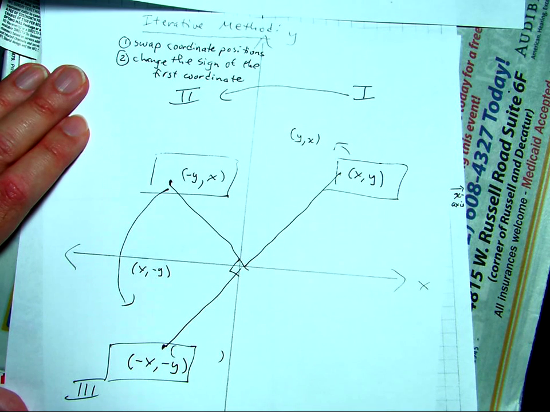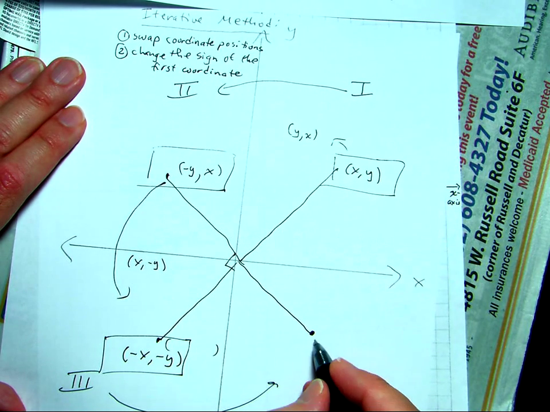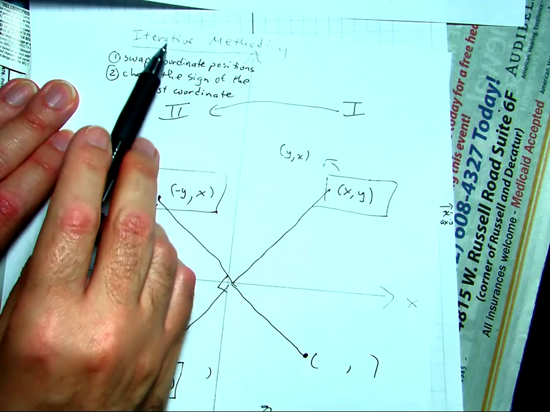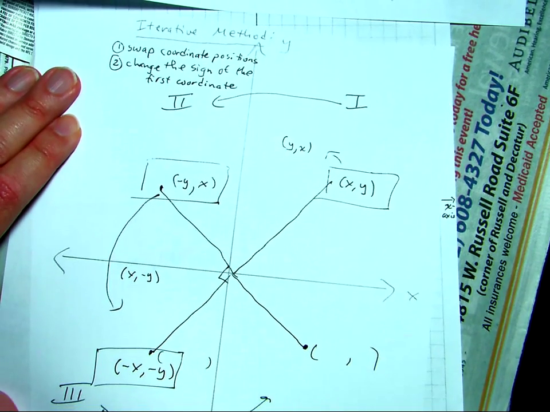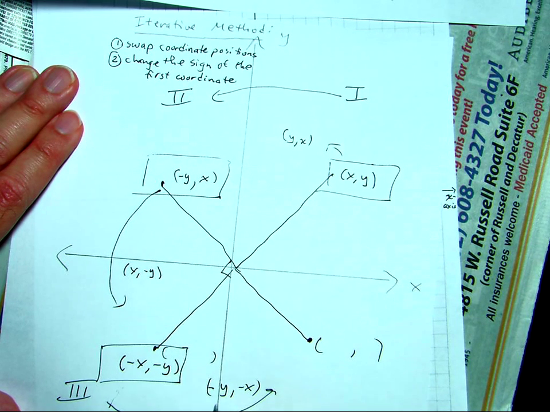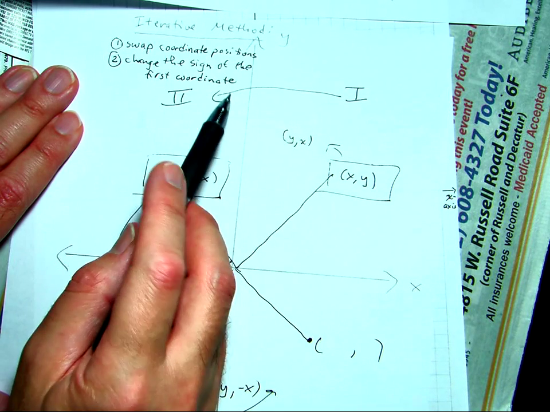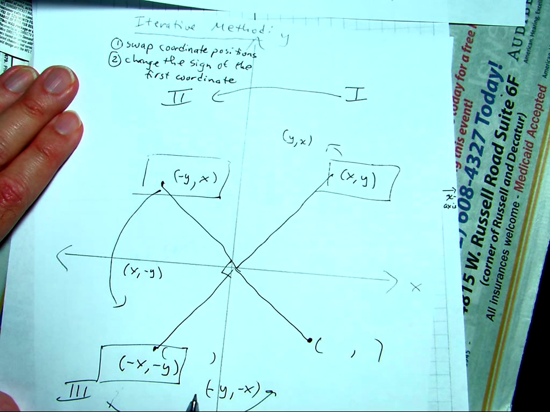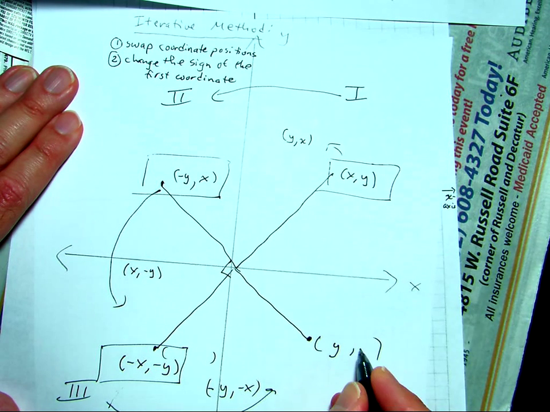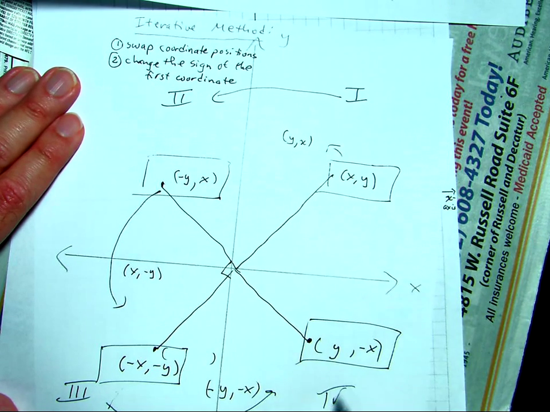And finally, to go to the fourth quadrant and to find out what the points are over here, we've got to again apply our iterative method once more to the result in the third quadrant. So we take this result in the third quadrant and we swap coordinate positions. That gives us negative y comma negative x, but that's not the answer yet, because then we go back to the second step. We have to change the sign of the first coordinate. So instead of it being a negative y, it's now a y. So our answer is y comma negative x, and those are the coordinates in the fourth quadrant.